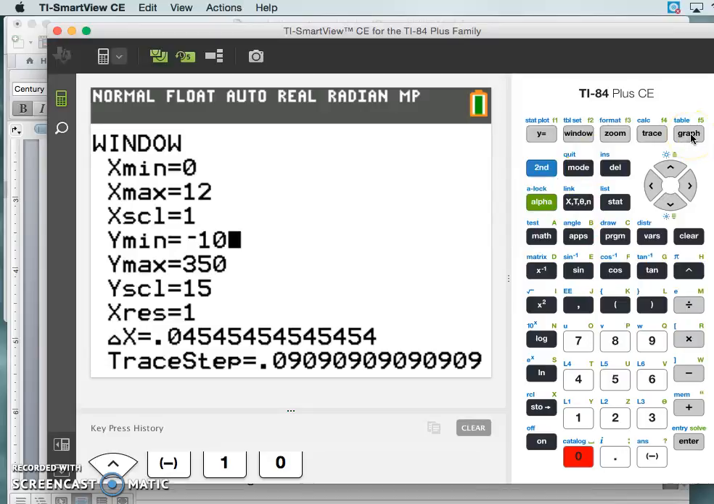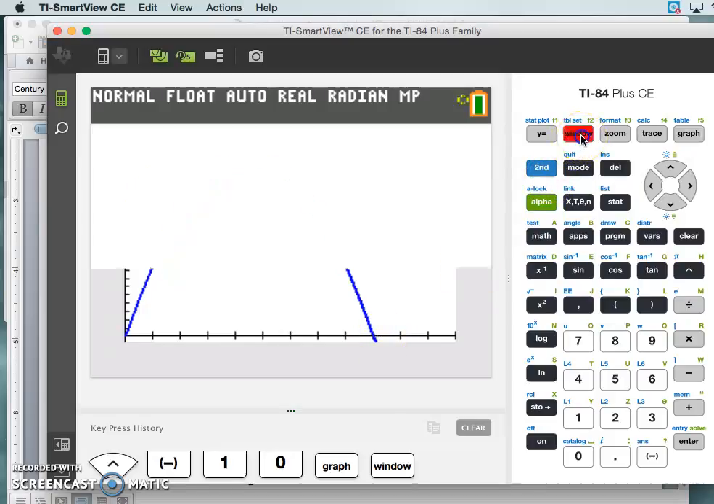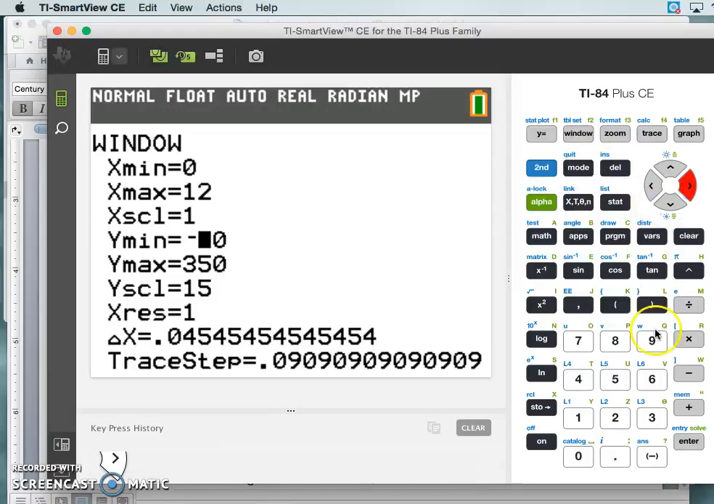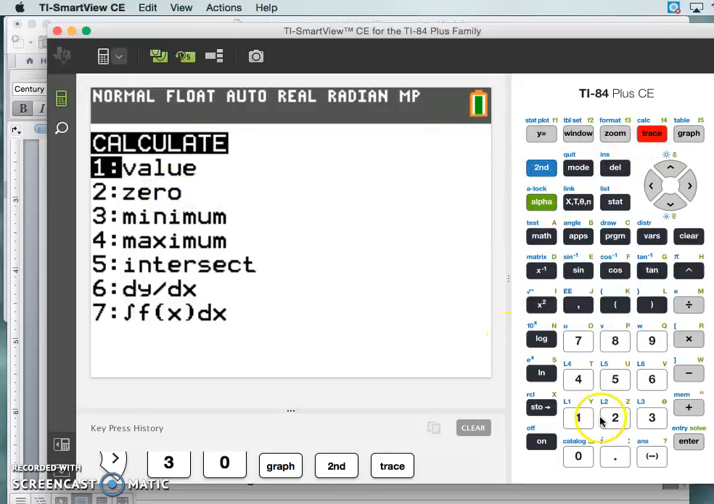So now when I push graph, I can see that, and that's not even really far enough below. Let me fix it a little bit more. We'll make this number -30, and then that'll definitely give us enough. There we go. And now we can see that on this side, there is a part of the graph that is to the left of the 0, and then there is a part of the graph that is to the right of the 0. So if we are going to find the zeros here, that's option number 2.